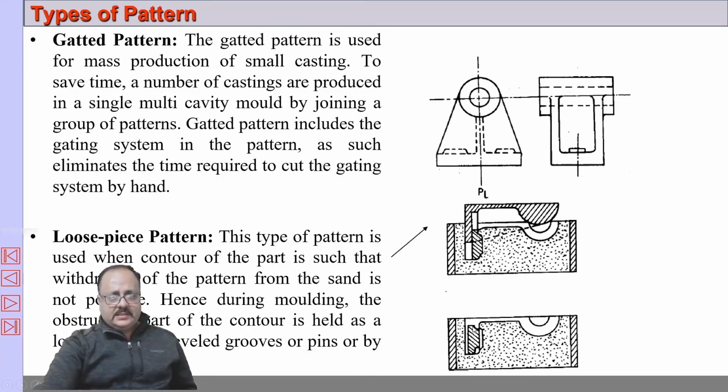And loose piece pattern. Sometimes the shape of the pattern is such that it is difficult to take it out without breaking the mold. In such cases, we use loose piece pattern. So a dovetail fitting is there. You take this part out, then this part is moved here and taken out. Moved here and then taken out. So this is loose piece pattern.